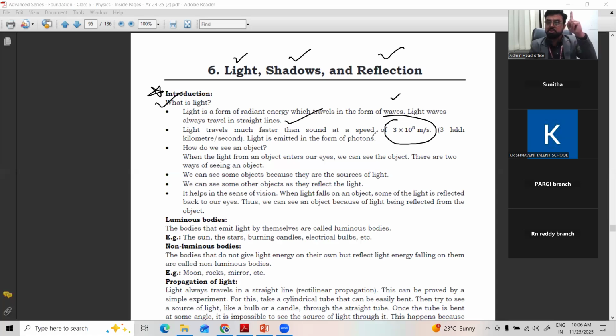See, when thunder comes, light will come first, then sound will come. Why? Because light travels faster. Sound travels at around 350 meters per second, which is many times less than the speed of light.